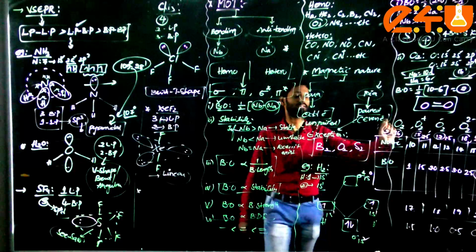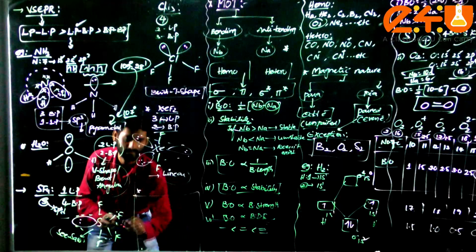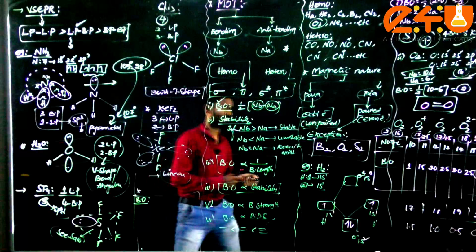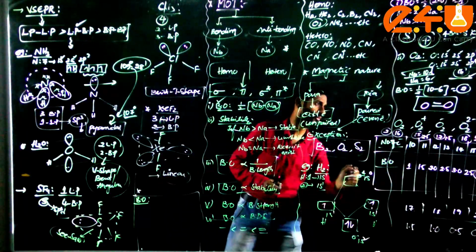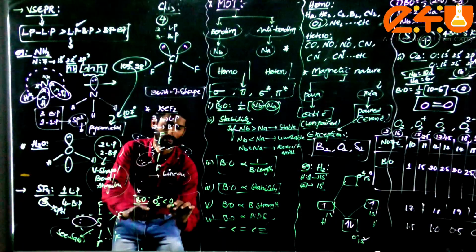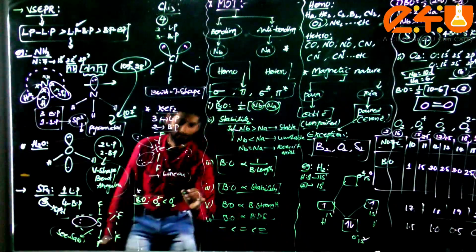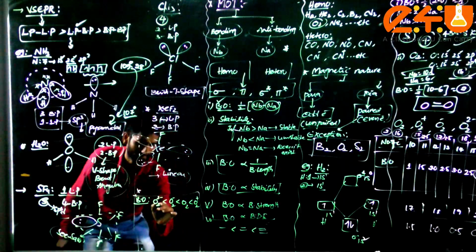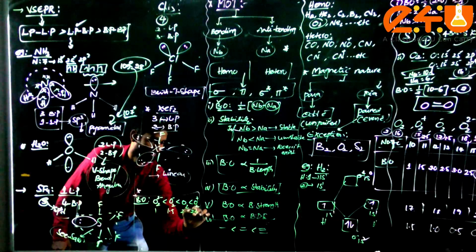They will ask for increasing or decreasing order of bond order. Just take the bond order of these molecules and ions. I am writing the increasing order. First comes O2 2 minus, which is less than O2 minus, next O2, and then O2 plus. The bond orders are 1, 1.5, 2, 2.5. This is the bond order.